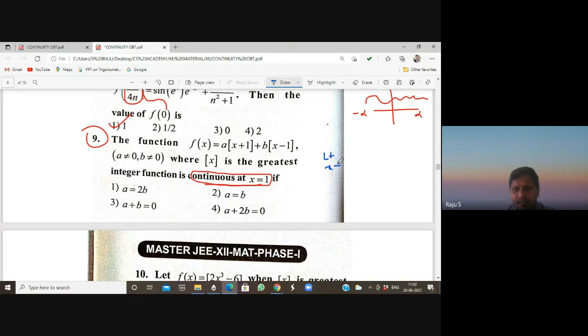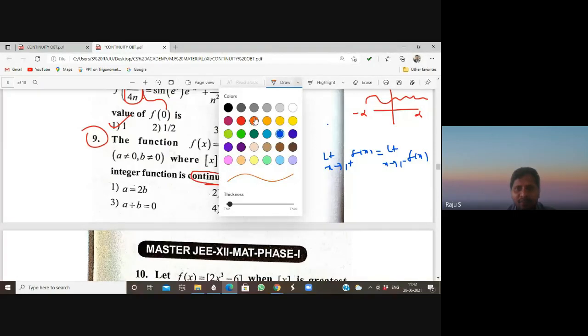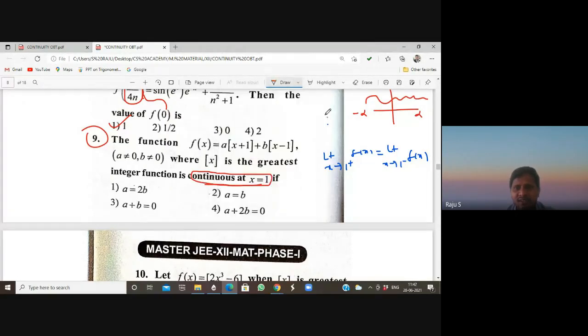Limit x tends to 1 plus f of x should be equal to limit x tends to 1 minus f of x. Nothing but left hand continuity should be equal to right hand continuity. First I'm taking right hand continuity, nothing but 1 plus. All of you substitute the function value: limit x tends to 1 plus, a into [x plus 1] plus b into [x minus 1]. First I want to find this value.